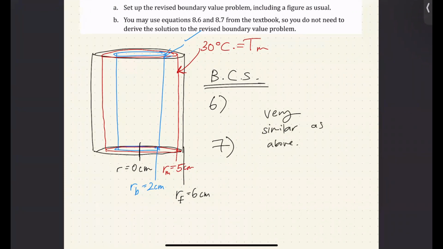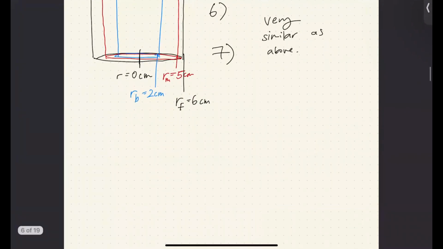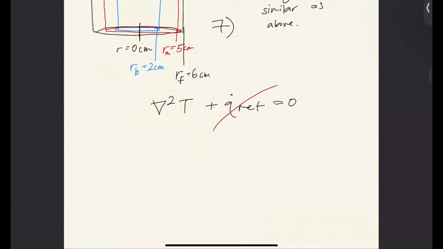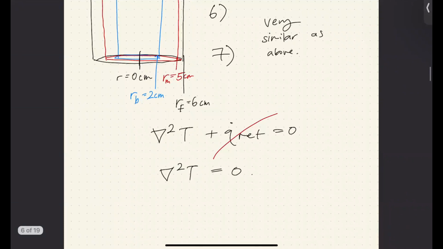Once again, same as above. I've written this out three times now, or more. So set it up. We don't have Q met. In terms of setting up, this is fine. So write down those boundary conditions and then get to this point.